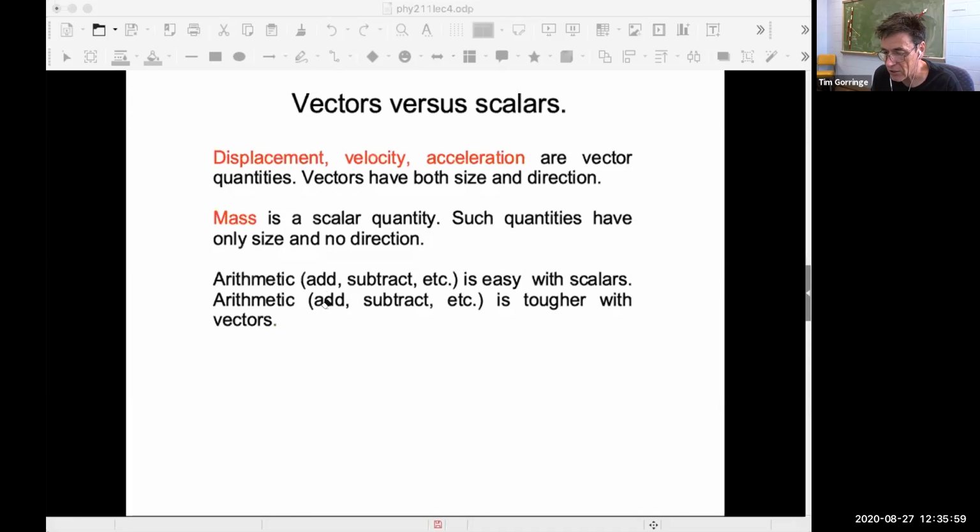Adding vectors together is more difficult. It's harder to add a vector representing, say, 30 miles per hour in the direction north to another vector of 50 miles per hour in the direction of east. That's more complicated. And so that's a big subject for today.